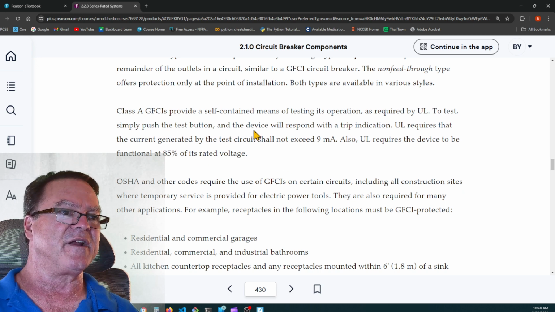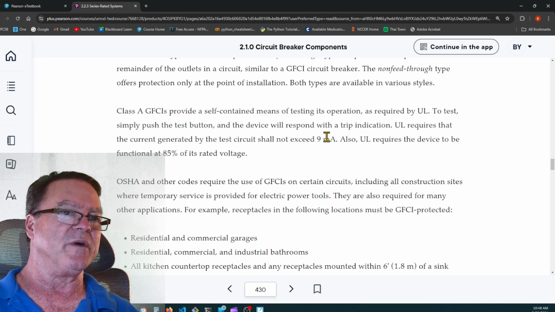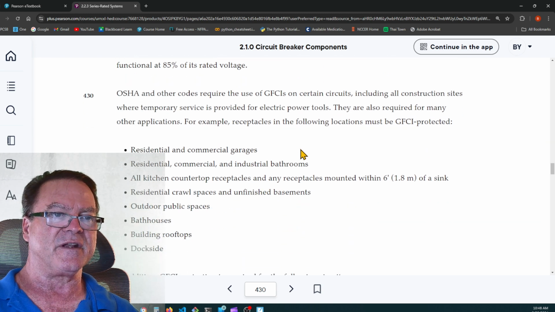Class A GFCIs provide a self-contained means of testing its operation as required by UL. To test, simply push the test button and the device will respond with a trip indication. And then you can reset it.